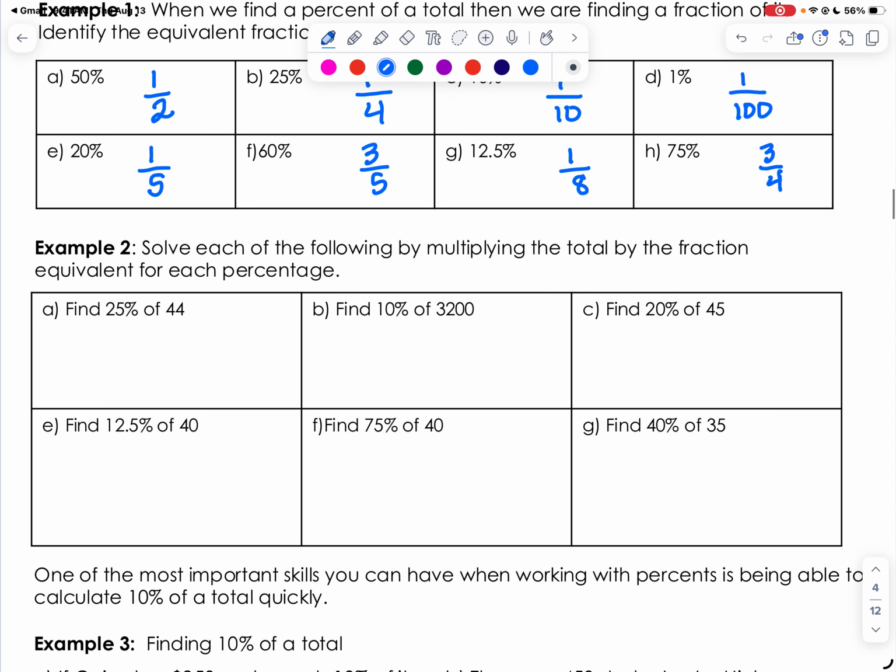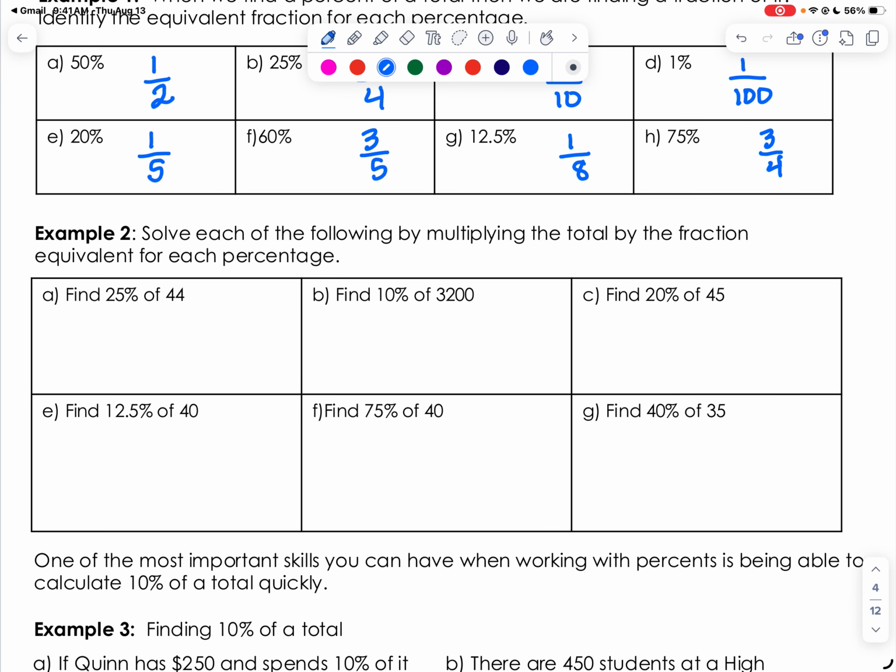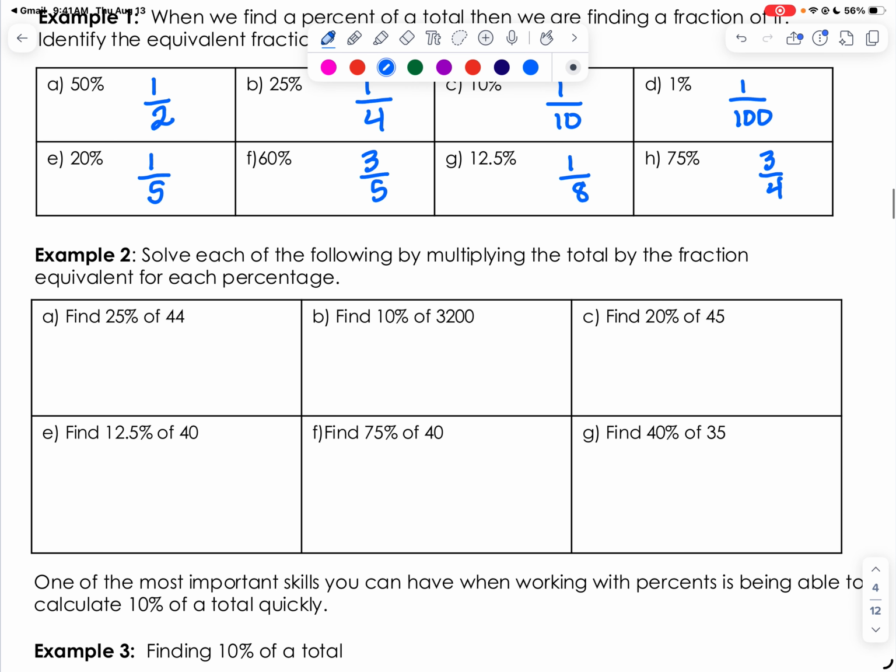Now we're going to use some of these common fractions to solve the next set of problems. Solve each of the following by multiplying the total by the fraction equivalent for each percentage. So find 25% of 44. There's two ways you could do this. You could multiply 0.25 times 44, which is a very long process because you're multiplying a two-digit by a two-digit. A quicker way is to multiply the fraction equivalent for 25%, which is 1/4 times 44.